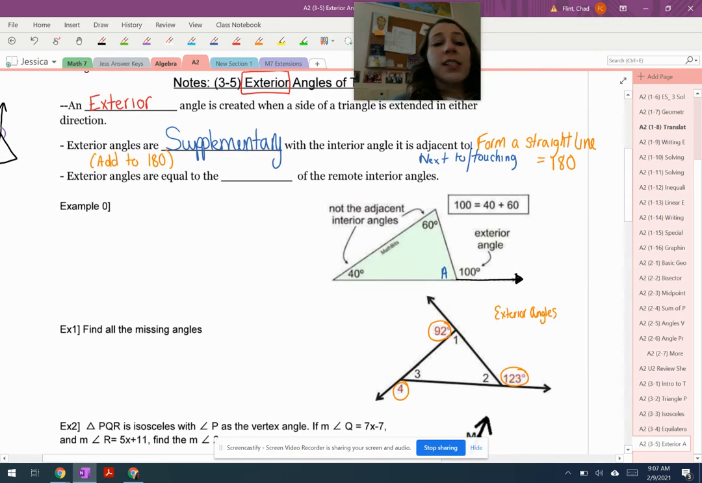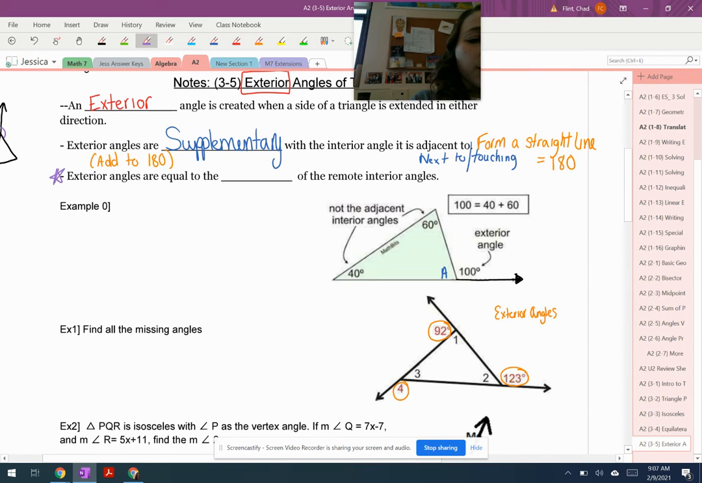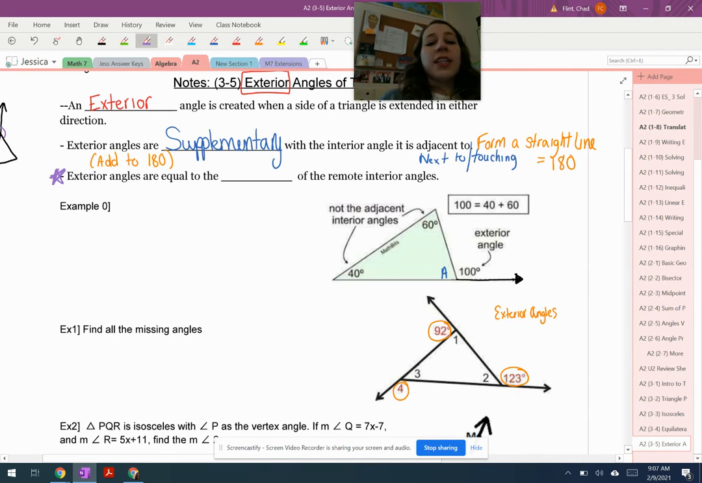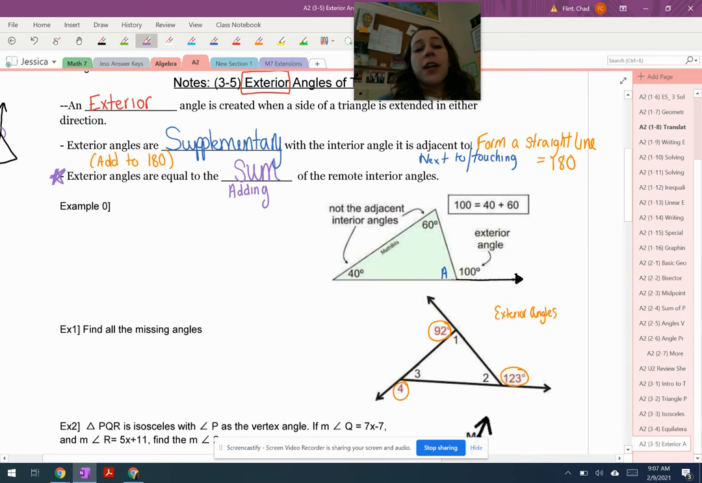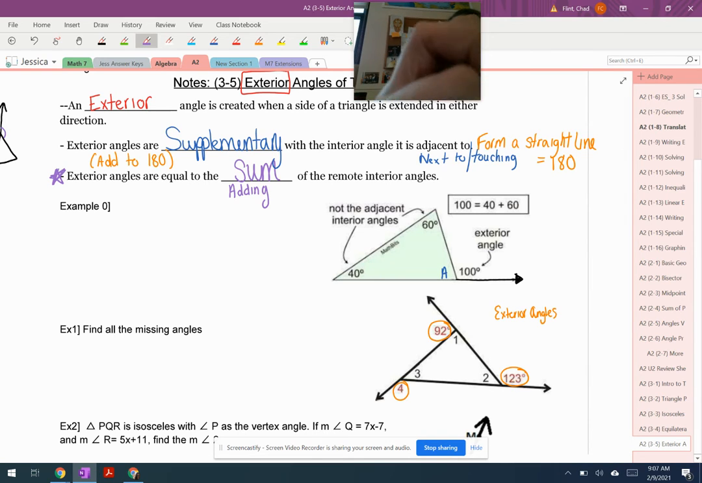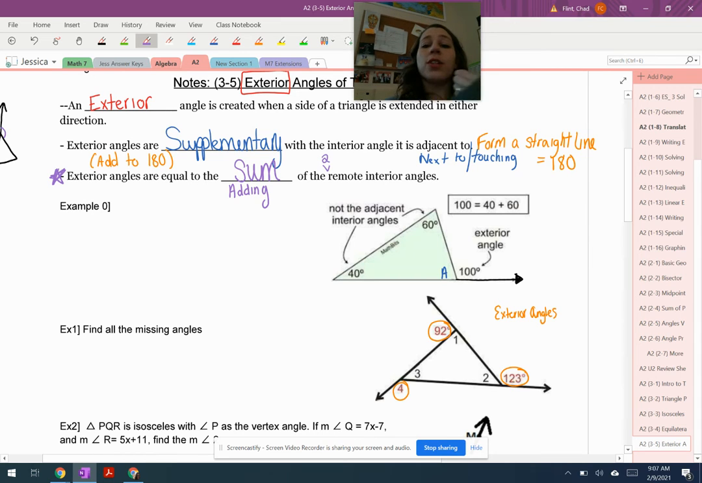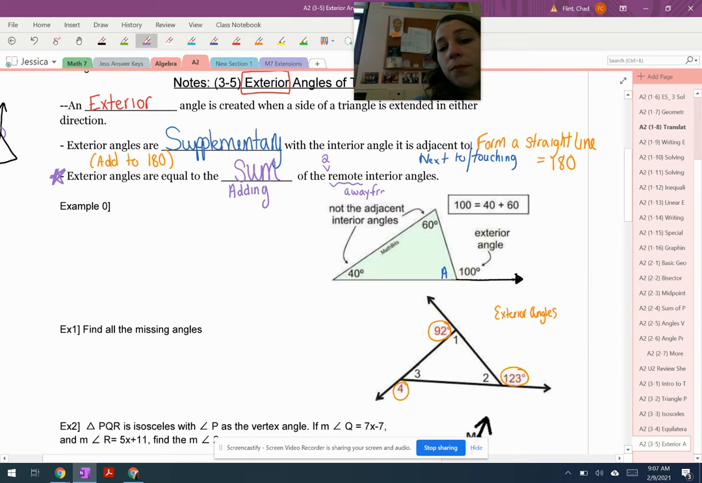And last but not least, this is the big new thing that we'll be using a lot: the exterior angle is equal to the sum, meaning adding, right? Sum is addition. The exterior angle is equal to the sum of the remote interior angles. And there's 2 of them, the 2 remote interior angles. Remote meaning away from, not next to, like adjacent.